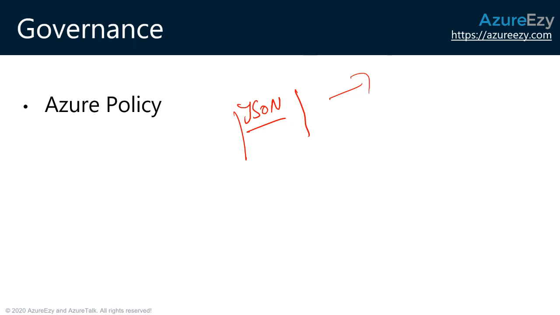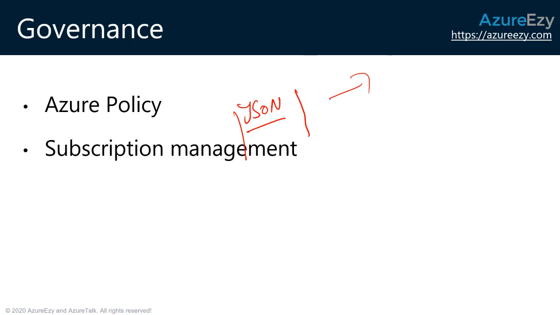You can create your JSON template, set up a CI/CD pipeline, deploy that in Azure, and then those policies will be applied. Using those policies, you can define things in Azure. It is Azure policy, not some other policy. Azure policy helps you define the governance in Azure. Similarly, you need to manage the subscription as well, and Azure policy can help you in that too.